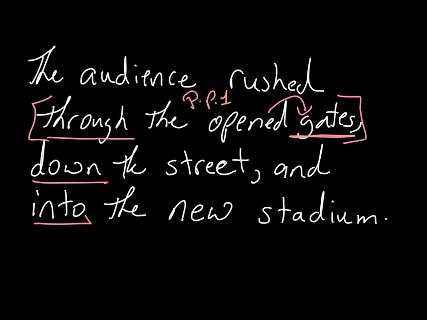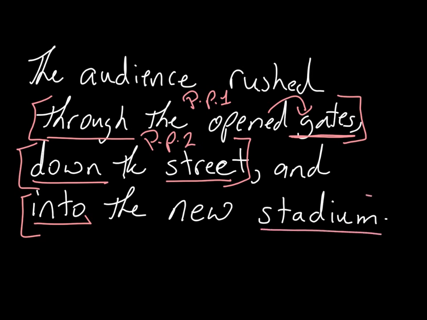This is number one. The second one, of course, always starts with a preposition, which is down. Down what? Down the street. So this is your second prepositional phrase. Then you have the third one, which starts also with a preposition and ends with your noun here, which is into the stadium. Into the stadium, the new is modifying stadium. So these should be part of your prepositional phrase. And so this is your third prepositional phrase.